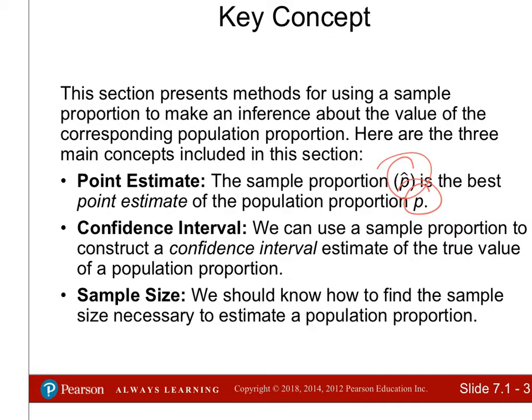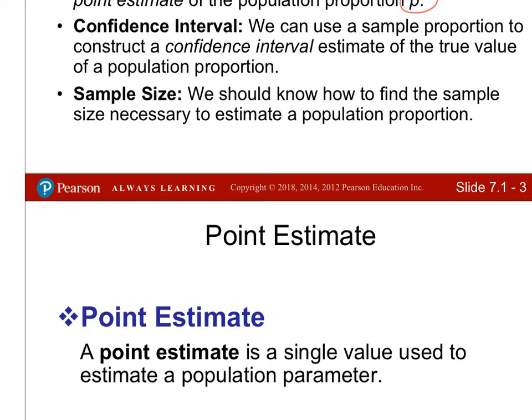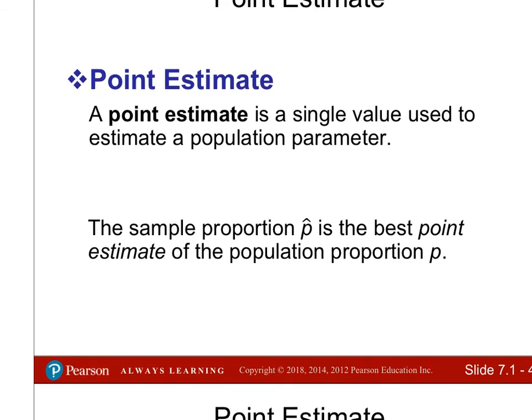Okay, so the point estimate, it's a single value that we use to estimate the population proportion, and the best point estimate is p bar or p hat. That is the number that we get from the sample. All right.